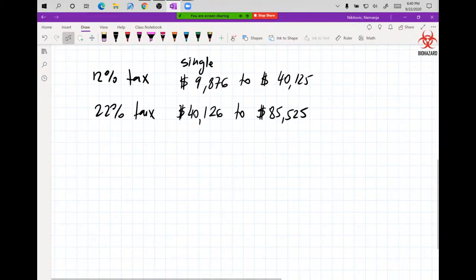This is the single person, you have married jointly and all of that stuff. Married separately, which is again the single rate and so on. But let's just take a look at single. So if you make, and you're filing your taxes as a single, if you make, let's say, $30,000 for a year, how much tax do you pay?